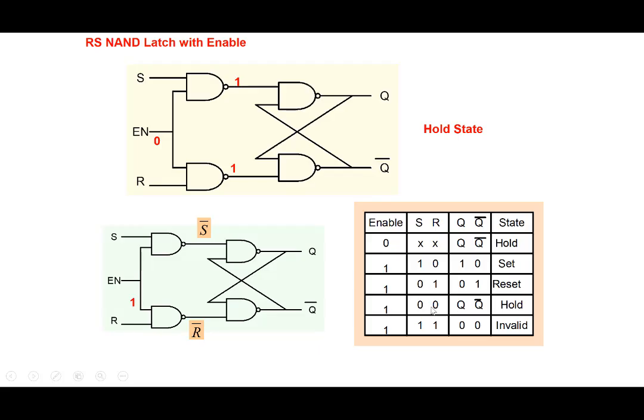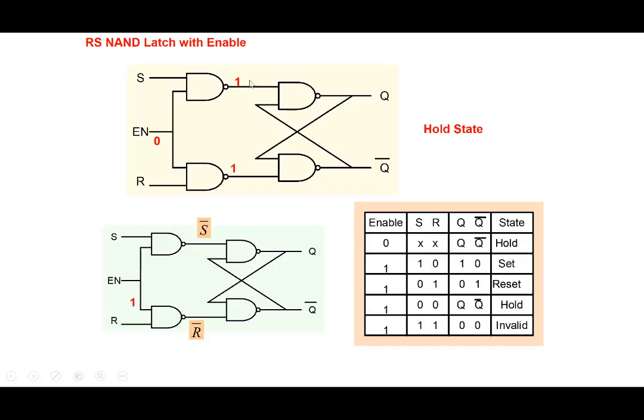0, 0 is as usual the hold state here. And once again, 1, 1 is an input that we do not allow. Right, so this is the NAND latch with an enable input. And now it works just like the NOR latch earlier. With S equal to 1 and R equal to 0, it programs it into the set state. With S equal to 0 and R equal to 1, it programs it into the reset state here. And with S equal to 0 and R equal to 0, it stays in the hold state, and the other input is not allowed.